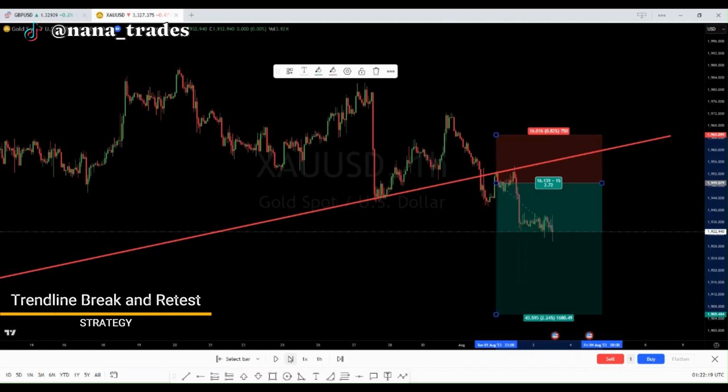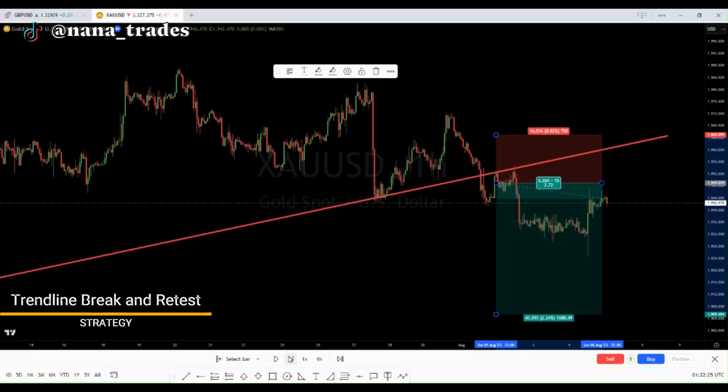And that is how you take the break and retest strategy. You can see price dilly-dallying, going back to entry, but then in the long run it is going to what? Drop.